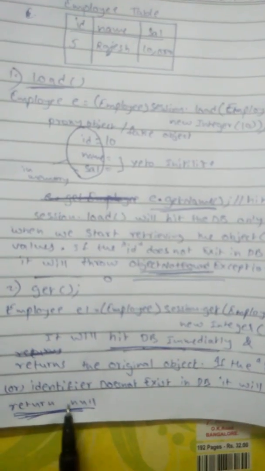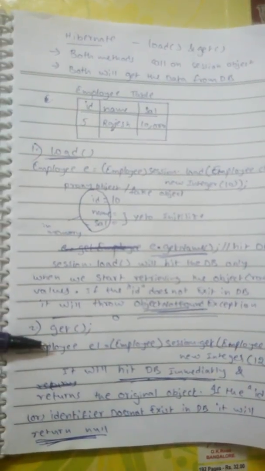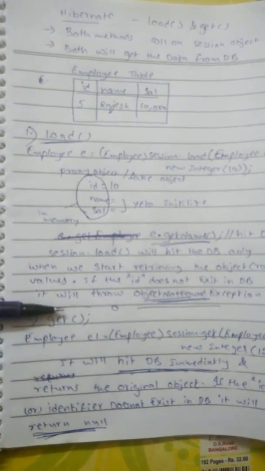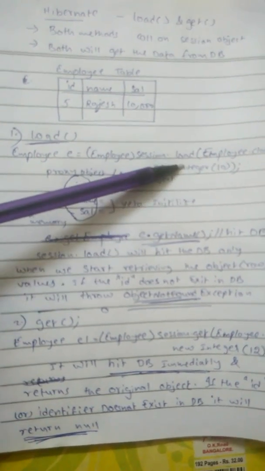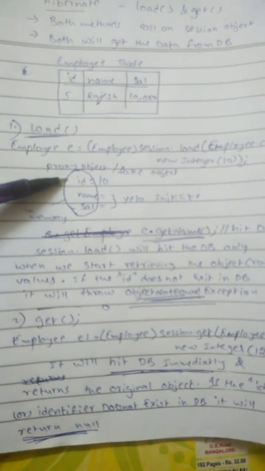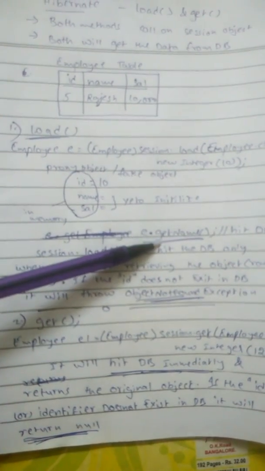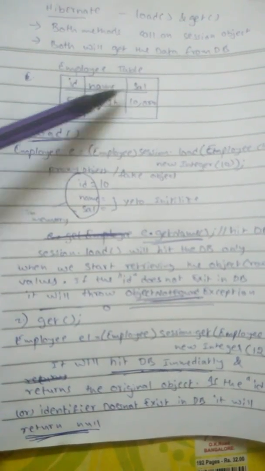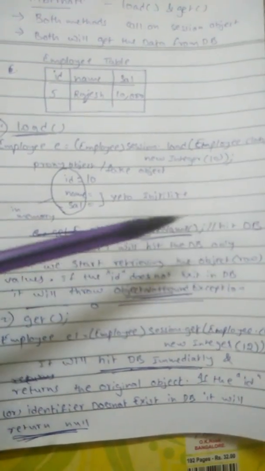it will return null. Finally, what I would like to say is load and get methods will retrieve the data from the database. When you call the load method, it won't hit the database immediately. Instead, it will create a proxy object. It always returns the proxy object. When you call other properties like name or salary, then it will hit the database and fetch the properties.